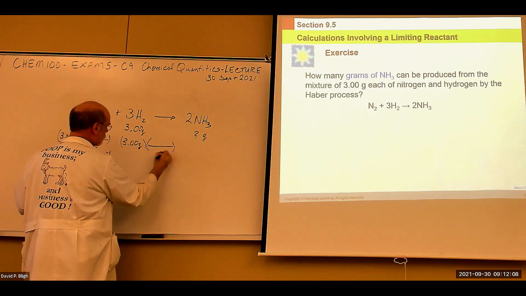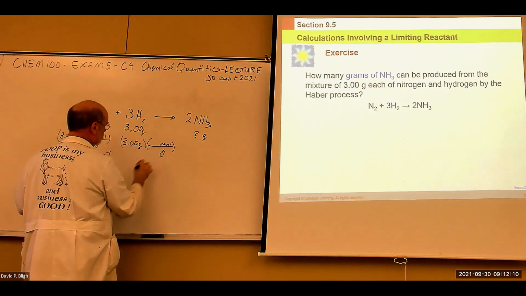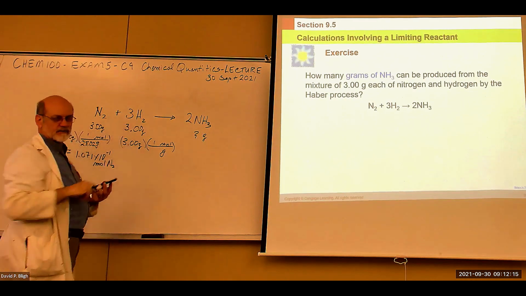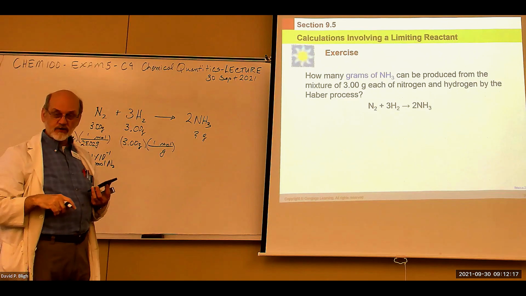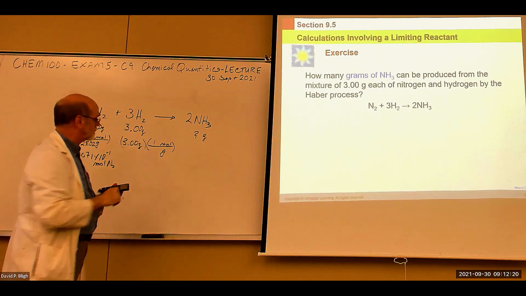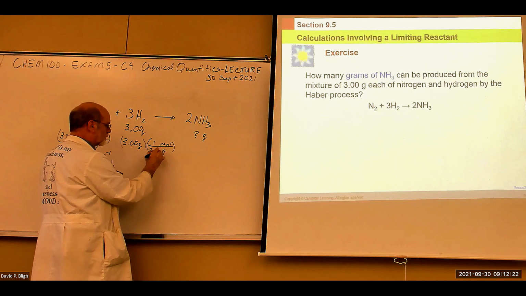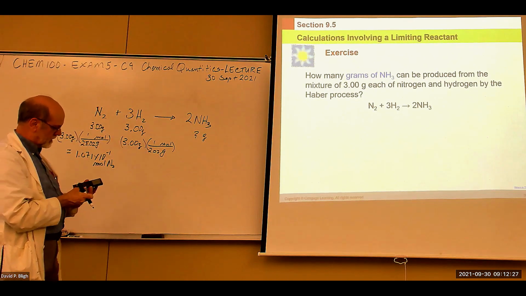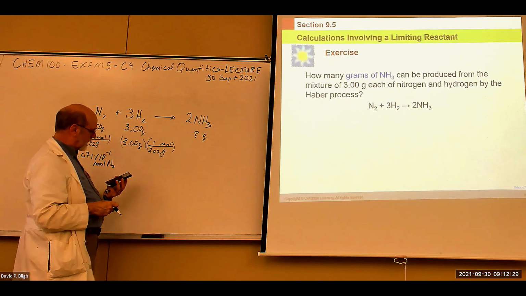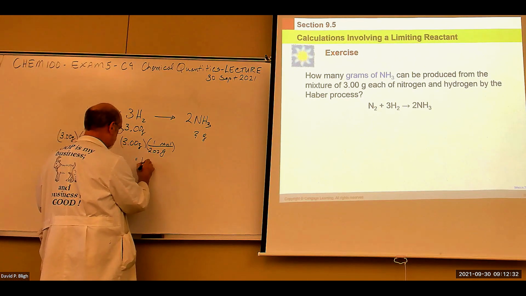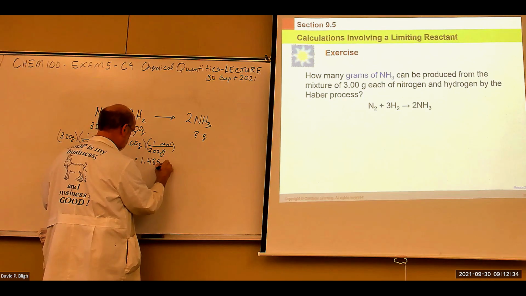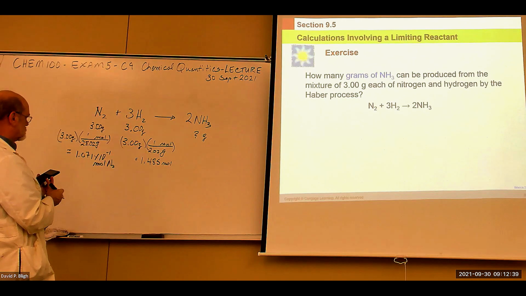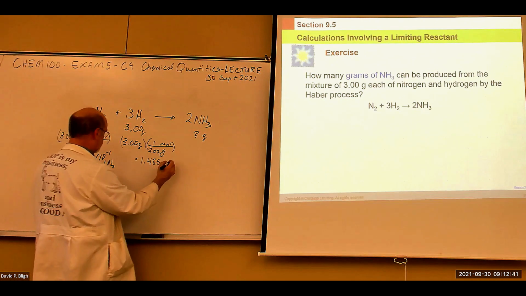Okay, convert that one to moles of hydrogen. So how many grams per mole of hydrogen, H2? It should be 1.01 times 2, 2.02. So we have 3, and 2.02 divided is 1.485 moles of hydrogen.